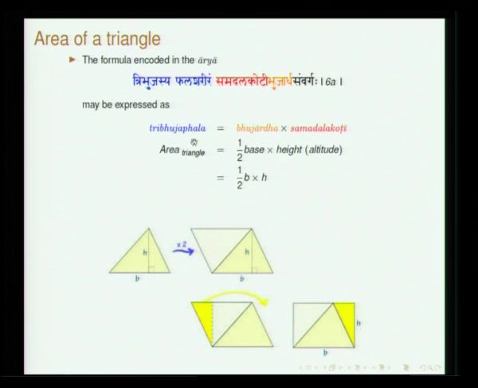Tribhuja phala: the area of the triangle is bhujardha, half of the base, into samadala koti, the height. This is all it is. So, it is applicable to all the 3 types of triangles. This verse basically tells you that the area can be calculated using this formula. But if you do not know the height, and you only know the sides of the triangle, then how do you go about finding the area? There should be a way to find out the height of the triangle. That is what is discussed by Bhaskara in his commentary.